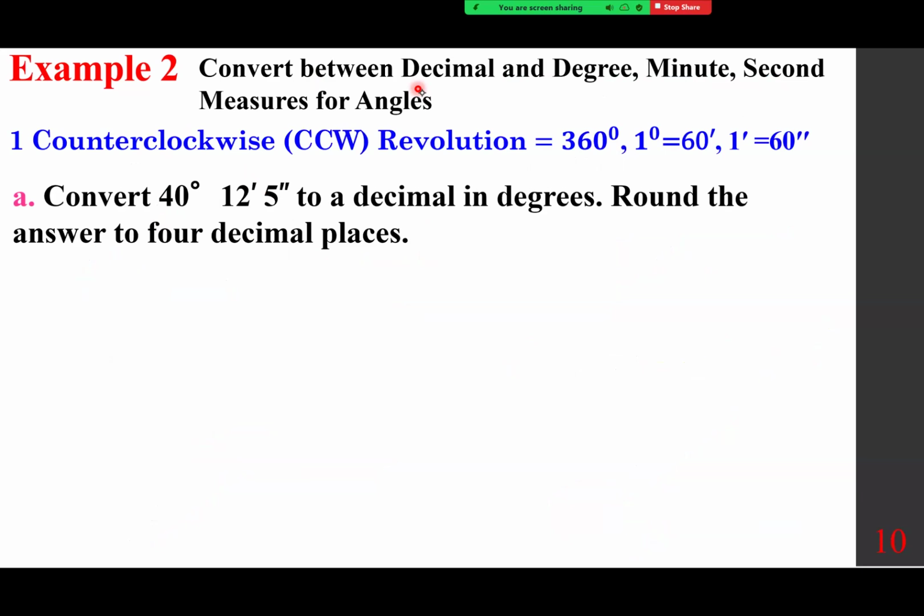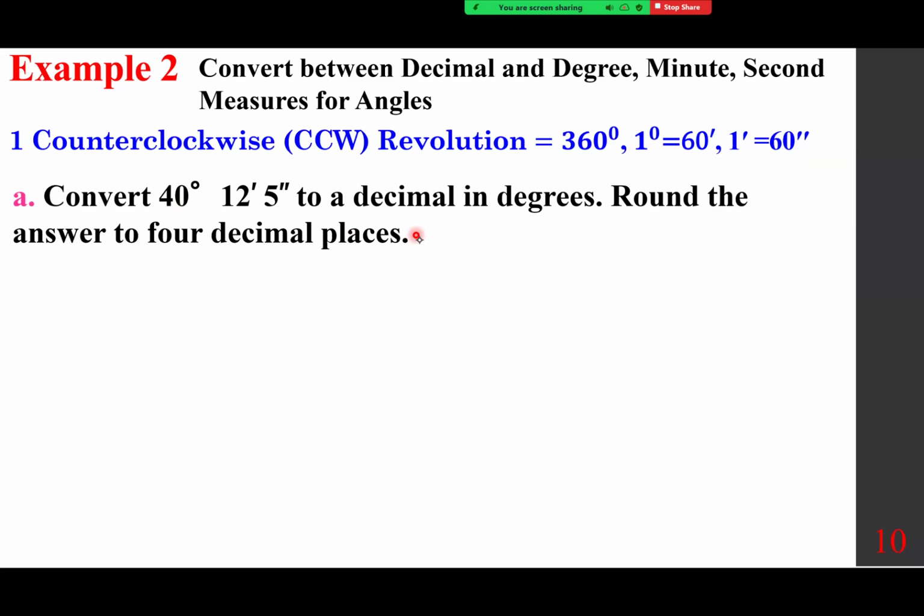Convert between decimal and degree, minute, second measures for angle. So one counterclockwise revolution is 360 degrees. 1 degree is 60 minutes. 1 minute is 60 seconds. Convert 40 degrees, 12 minutes, 5 seconds, to a decimal in degrees. Round the answer to 4 decimals.